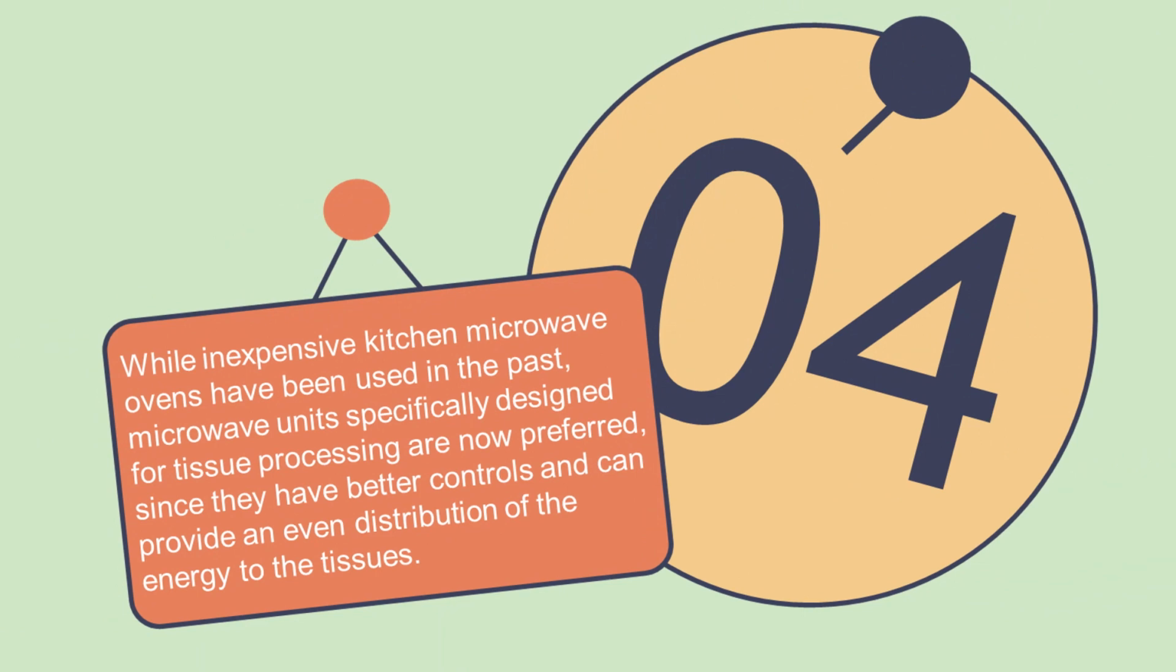The fourth disadvantage is that inexpensive kitchen microwave ovens have been used in the past. So now we need microwave units that are specifically designed for tissue processing, since they have better controls and can provide an even distribution of energy to the tissues. And also they already have a cassette holder inside.